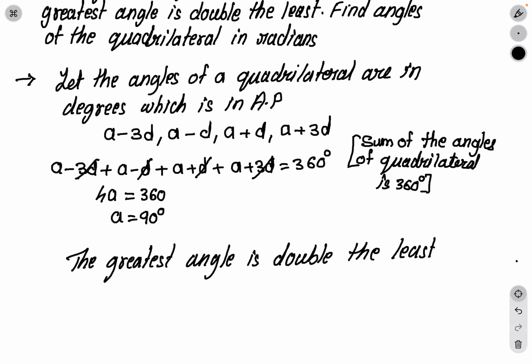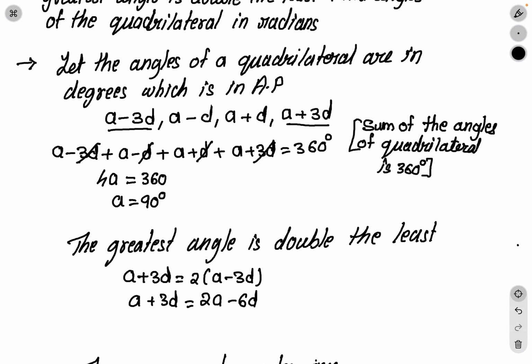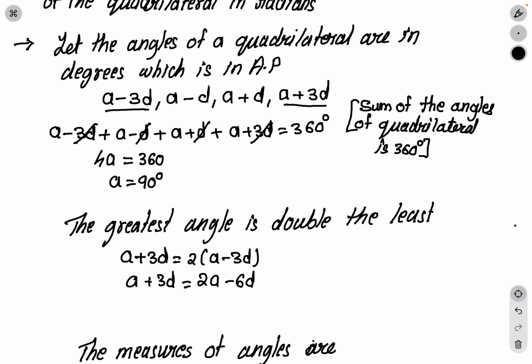Now according to the condition, the greatest angle is double the least. The greatest angle is A plus 3D, and that is double the least, which means 2 into (A minus 3D). So A plus 3D is equal to 2A minus 6D. So 3D plus 6D is equal to 2A minus A.